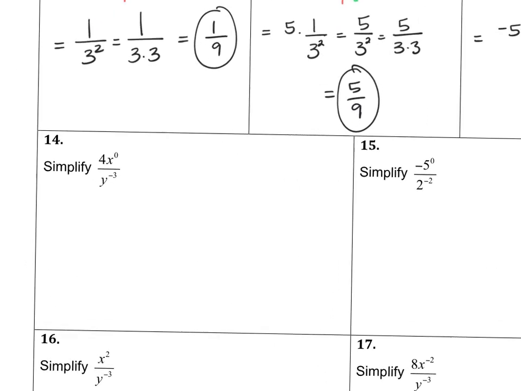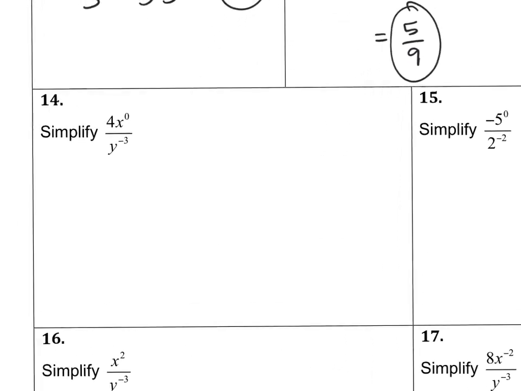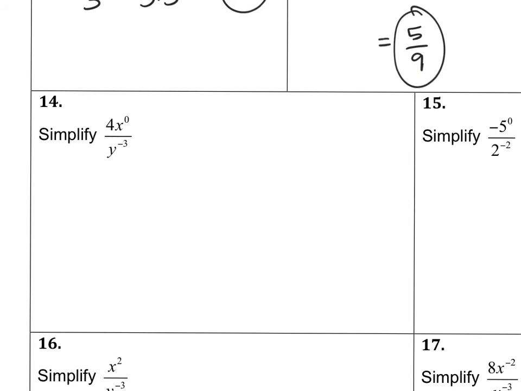All right, let's try number 14. When we have these problems, what we want to do is take them step by step, okay? So let's do that. I notice right off the bat, I have an x to the 0 power, and I know that that is 1. So I can just make that 1 right away. 4 times 1 over y to the negative 3. 4 times 1 is just 4 over y to the negative 3.